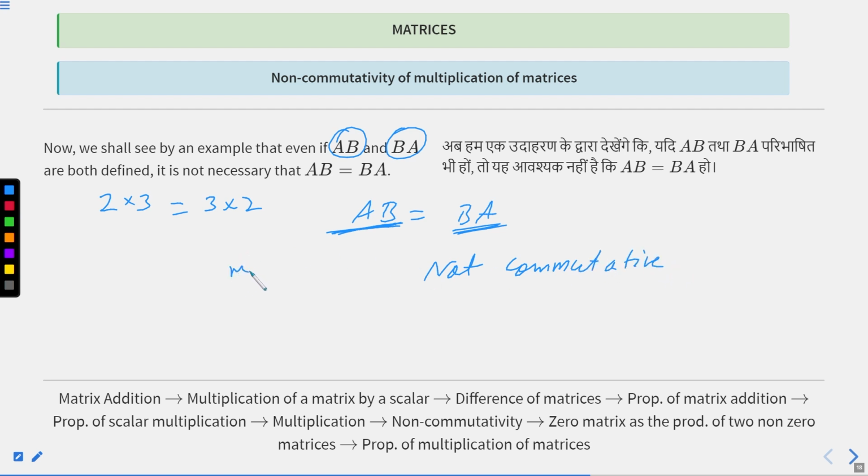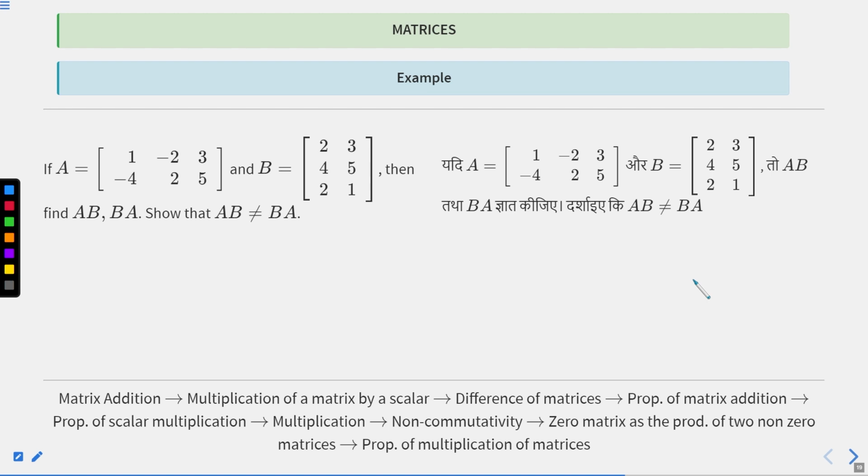Okay, matrix multiplication is not commutative. I hope it is clear to you. Let us see an example for that. So the example is like this.